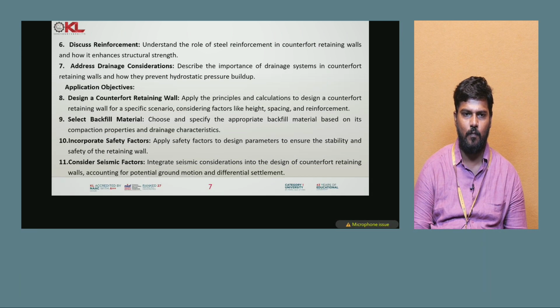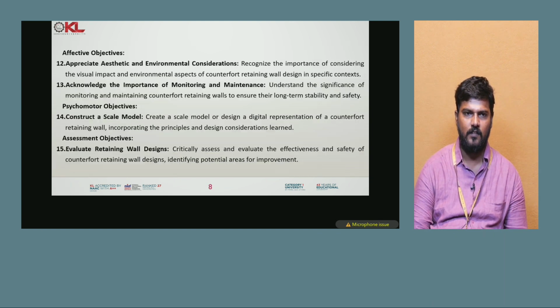Next one is incorporation of safety factors. Apply safety factors to design parameters to ensure the stability and safety of the retaining wall. Next, consider seismic factors. Integrate seismic considerations into the design of counterfort retaining walls, accounting for potential ground motion and differential settlement.